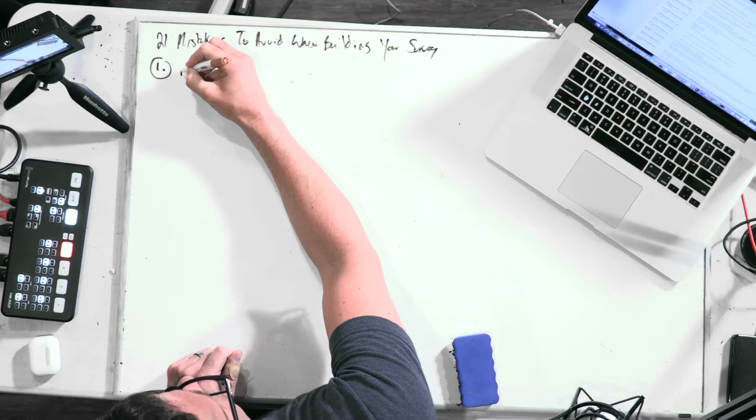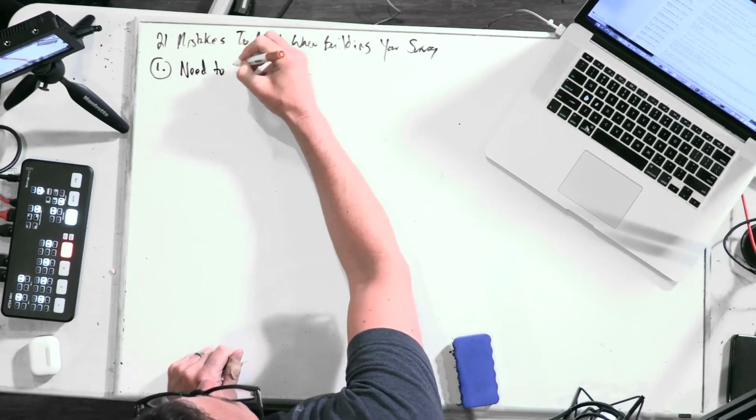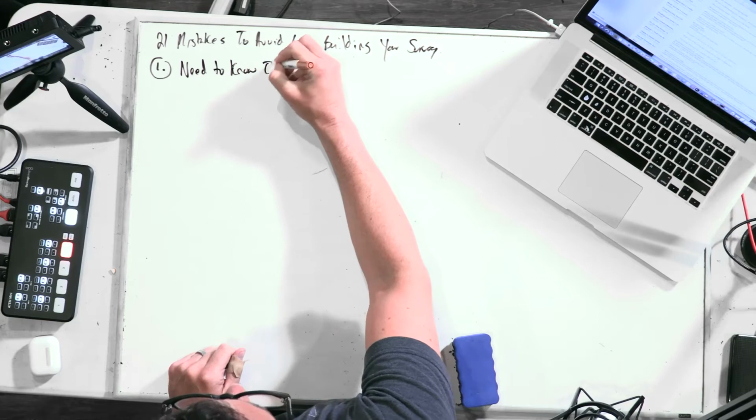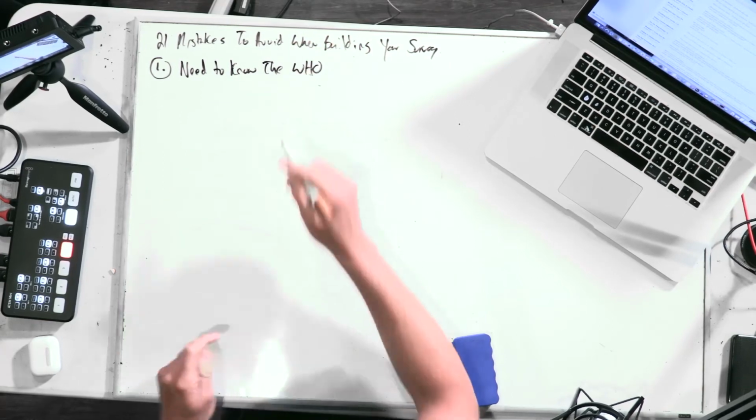So, number one, people don't understand who they're surveying. You need to know the who. It's obvious, right? You would think that's obvious, but believe it or not, people are just firing out surveys and they're not really sure who it is they're trying to survey, what they're trying to learn about. So the number one thing before you even get started is you need to make sure you know who it is that you're trying to talk to.